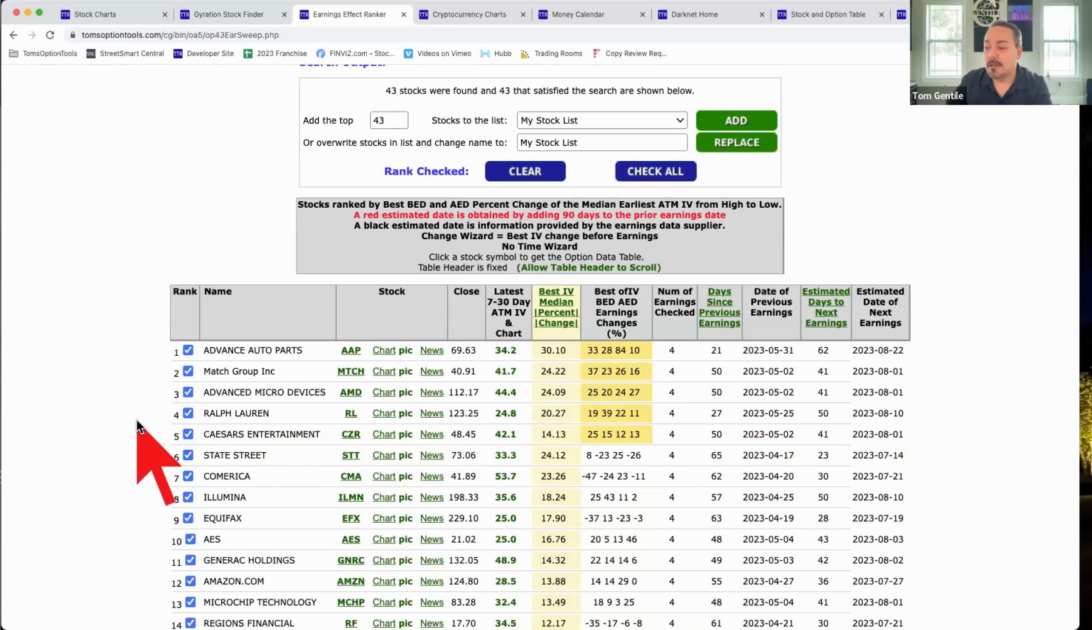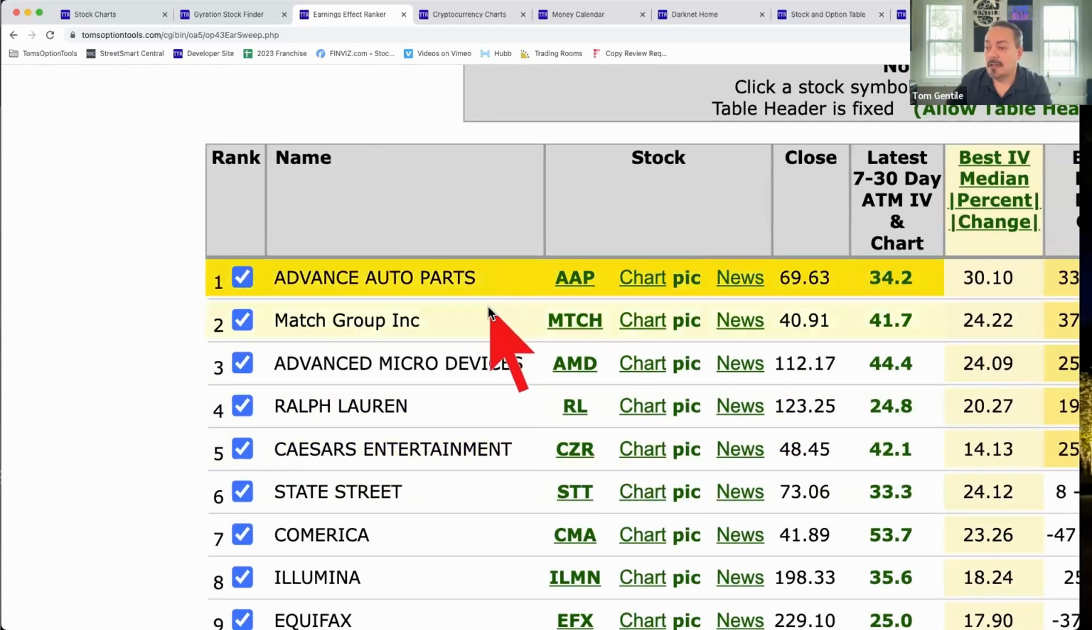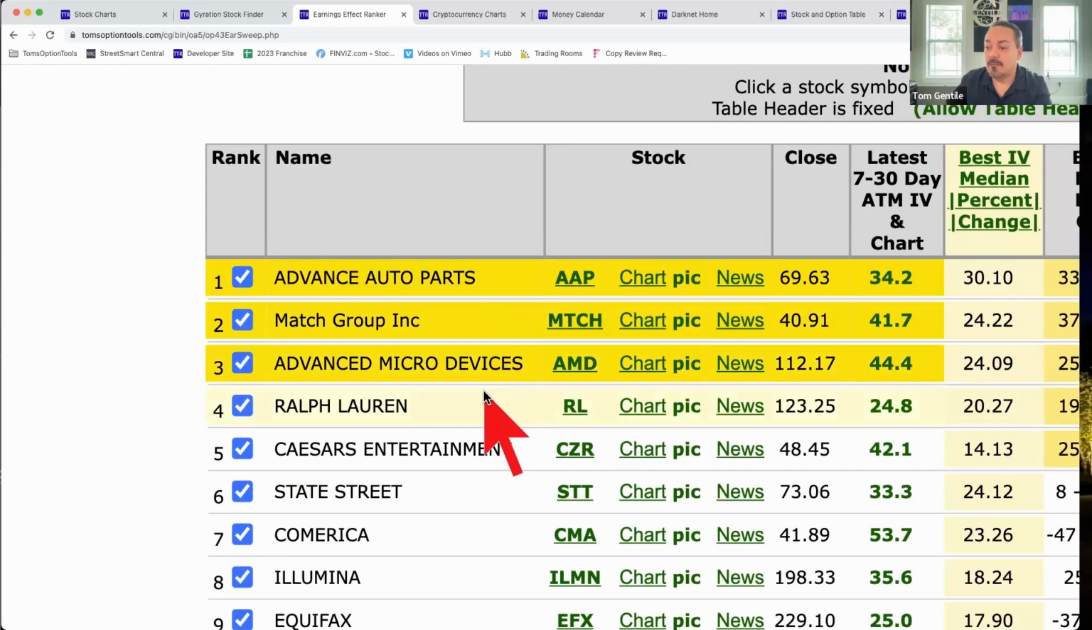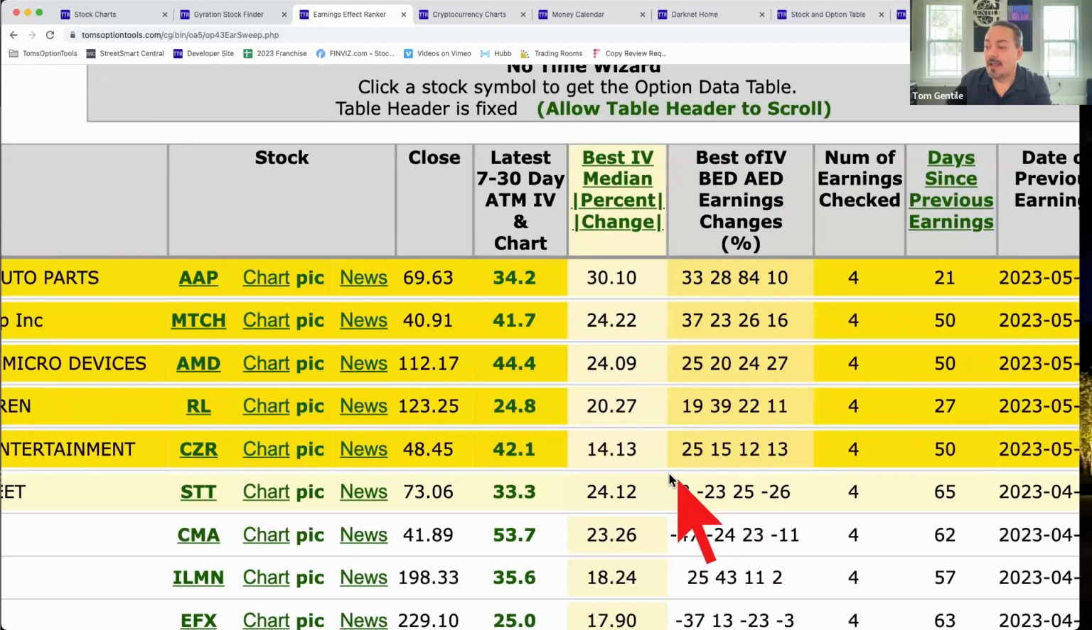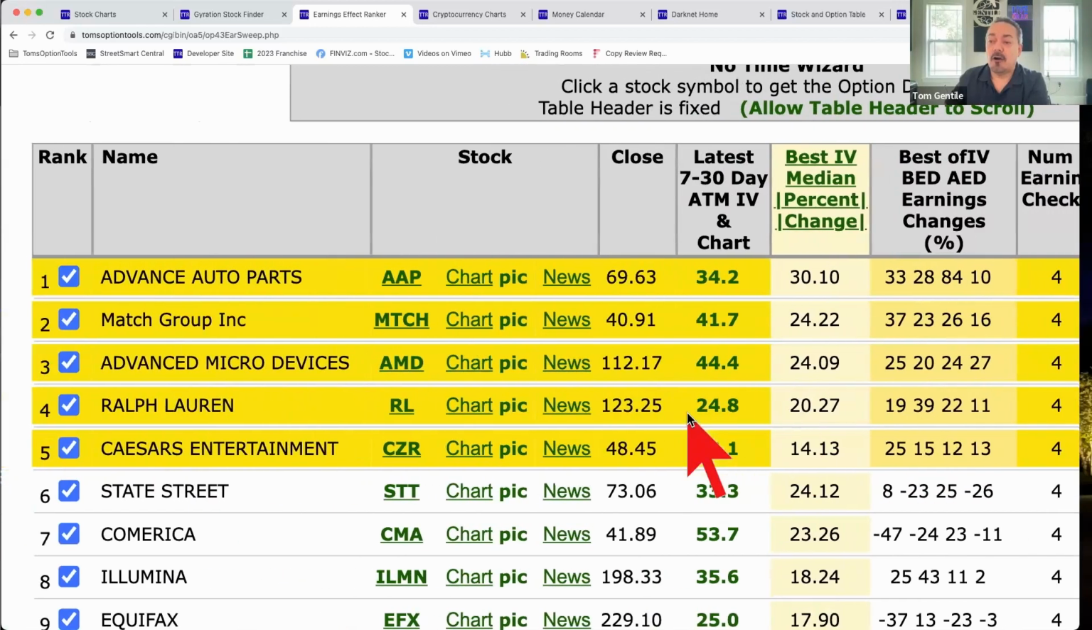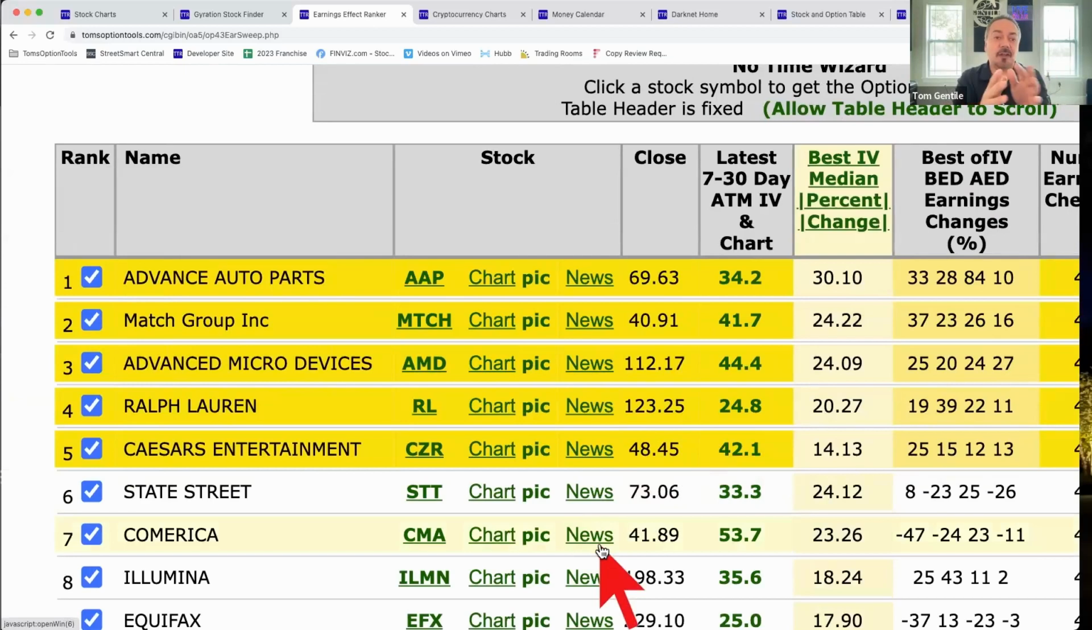It looks to me like these top 5, AAP, Match Group, AMD, Ralph Lauren, and Caesars Entertainment, have all had some really nice moves in implied volatility as well. These are IV numbers that run up prior to earnings, that week to 10 days prior to earnings. 33%, 28%, 84%, 10%. These are all positive numbers right here. So if I'm going to buy call options on any stocks in earnings, here's a list of stocks that have gone up the majority of the time in the last year in price and have gone up the majority of the time last year in volatility.